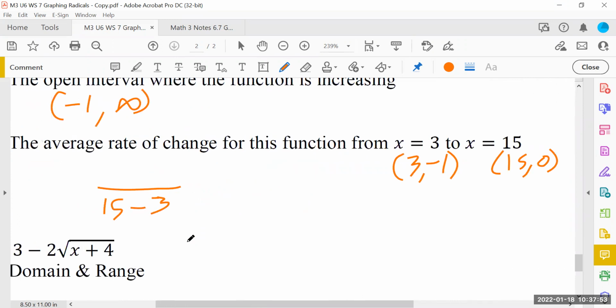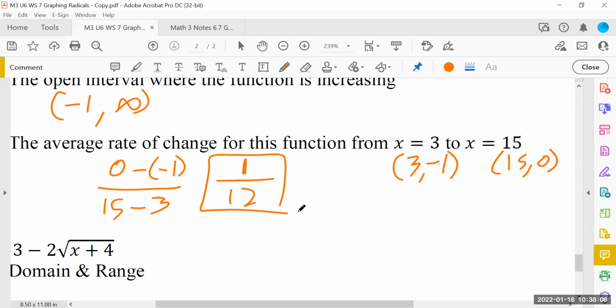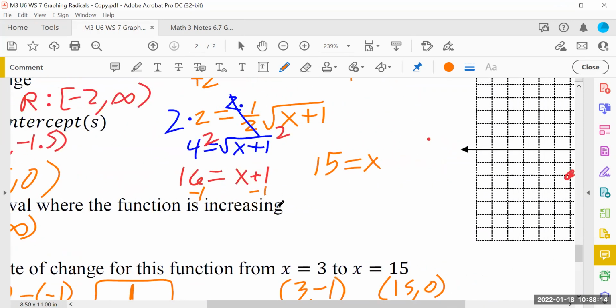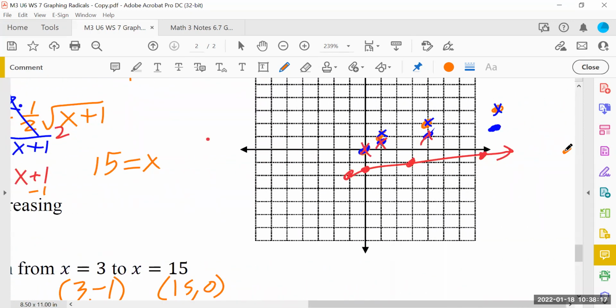So now I have 15 minus 3 on the bottom, the x's. Now I need the difference of the y's. 0 minus -1. 0 minus -1 is +1. 15 minus 3 is 12. Again, slope formula, change in y's over change in x's. If I graph the point 15, 0, way over here somewhere, I could just count up from 3, -1, I could count up 1, over 1, 2, 3, 4, 5, 6, 7, 8, 9, 10, 11, 12. And I would get there. Does that make sense? Again, that's not a big piece, but it will show up on the test once or twice for a couple points.